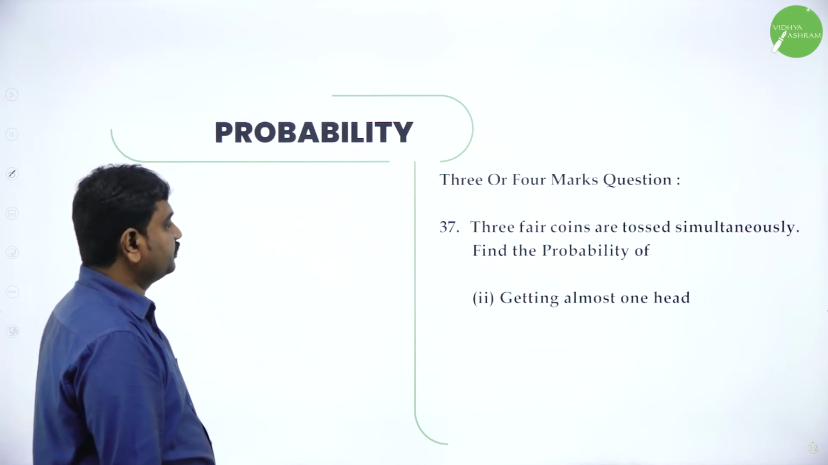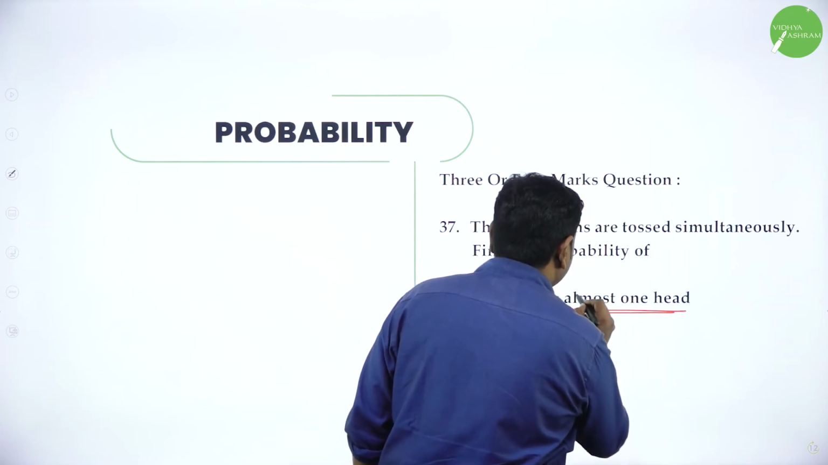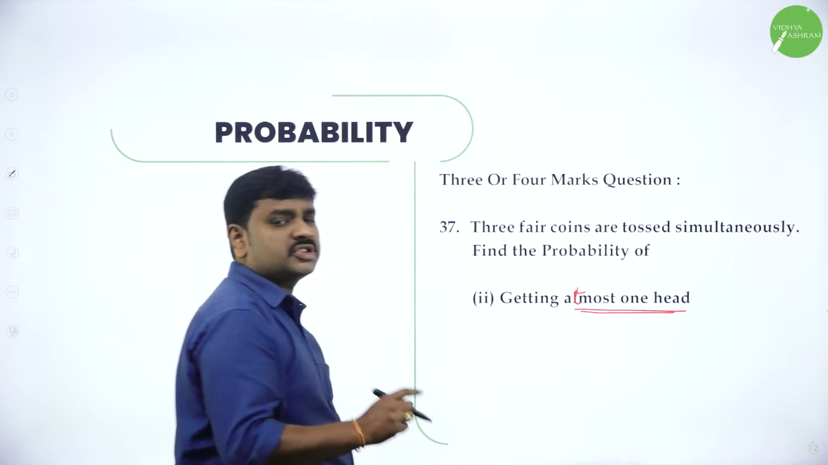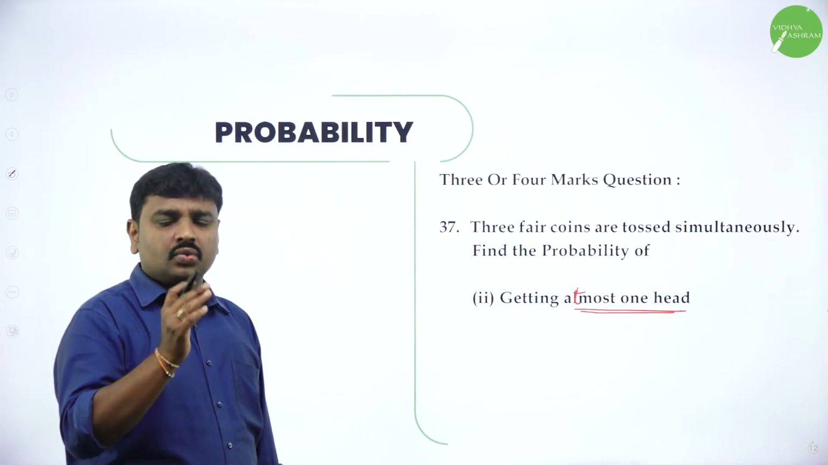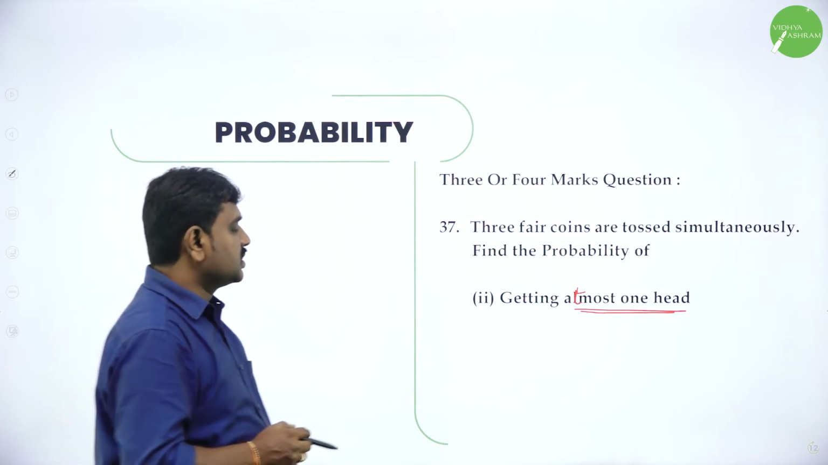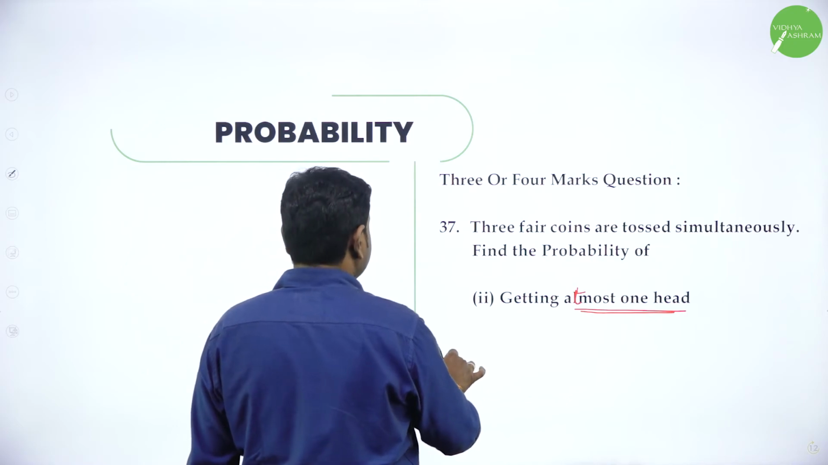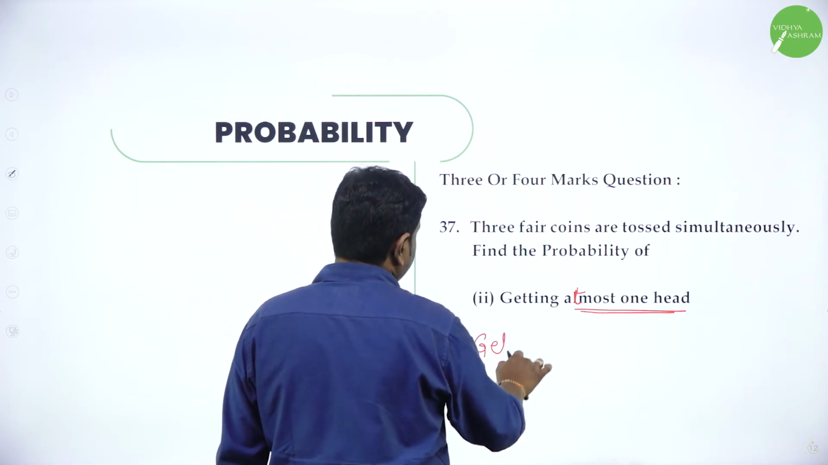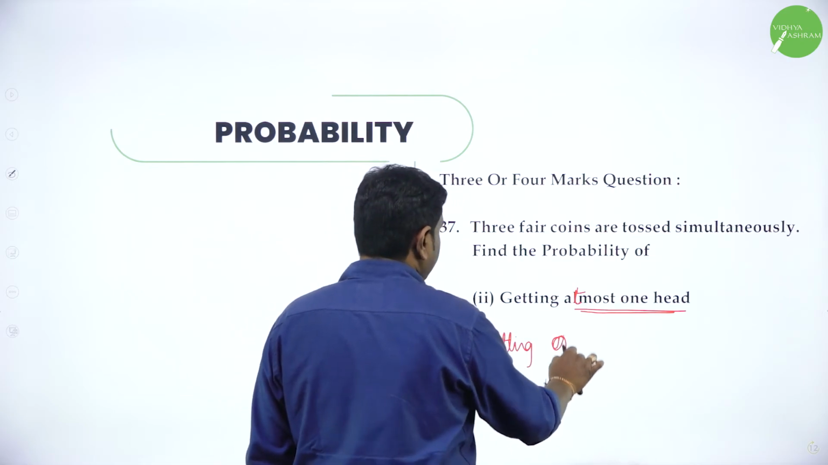And second one, getting at most one head. Getting at most one head means getting maximum one head. Maximum one head means one or fewer heads. So getting at most one head means one head or 0 heads. So event B I call it as getting at most one head.